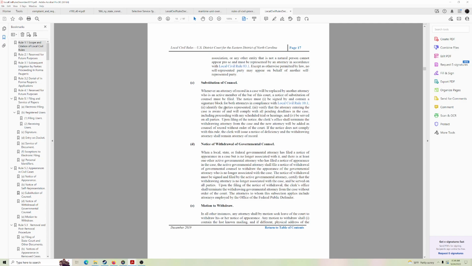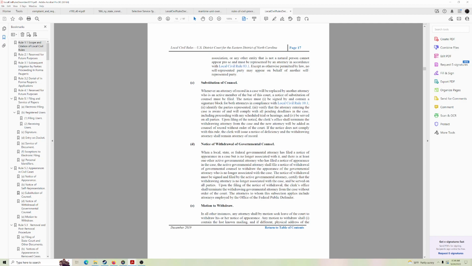The notice must identify the parties represented, verify that the attorney entering the case is aware of and will comply with all pending deadlines in the case, including proceeding with any scheduled trial or hearing, and, which is 4, be served on all parties.